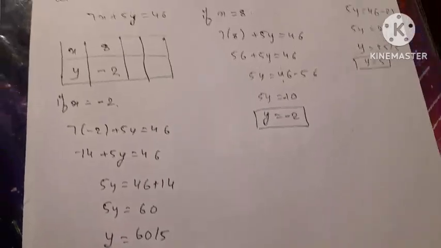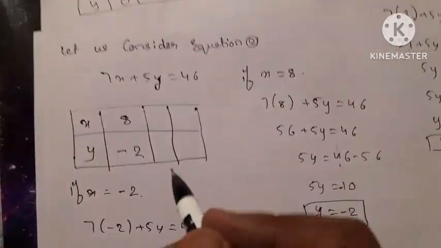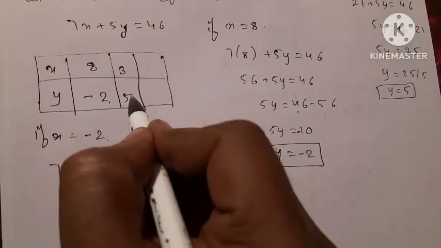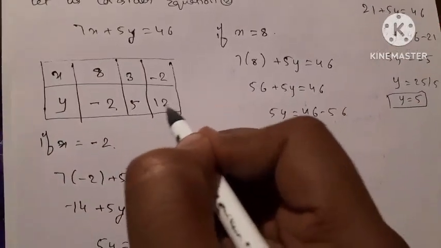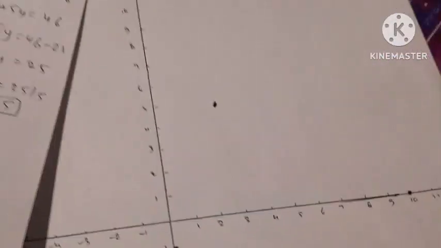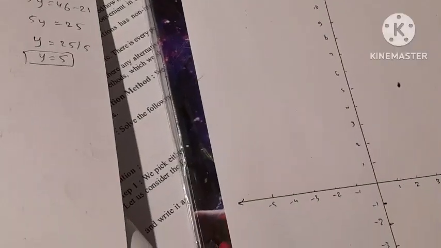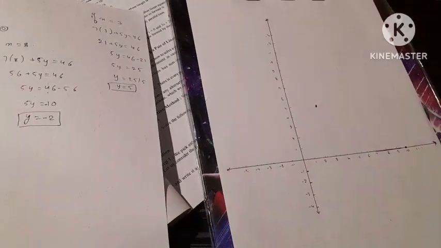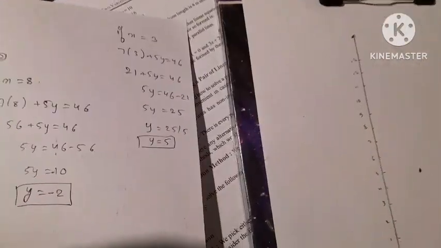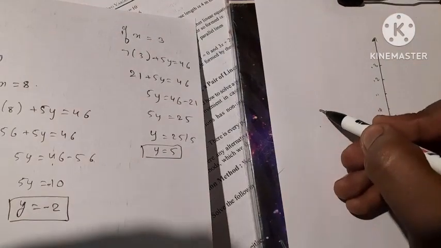So we got all three values here. Let us put it in a box. If x is equal to 8, y is equal to minus 2; x is equal to 3, y is equal to 5; x is equal to minus 2, y is equal to 12. We need to plot these points now. In the graph, we'll consider the point 8, minus 2, then this is 3, 5, and the last point will be minus 2, 12, which will be here.